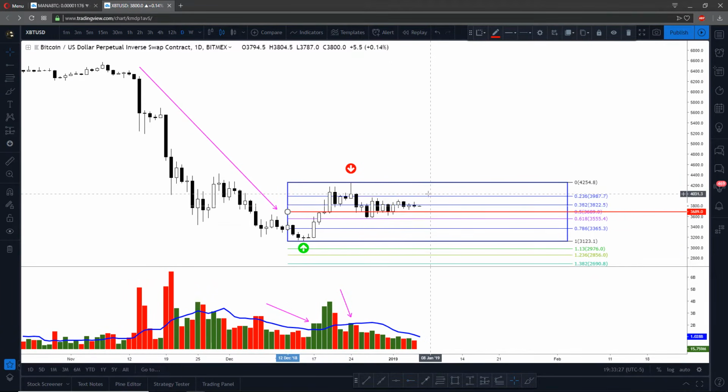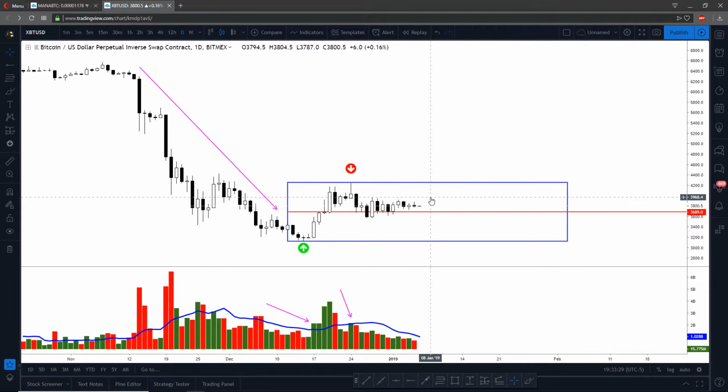Take your 50% of the box. And like I said with the distribution, why would you want to buy the highs? What do they always say in trading? Buy the lows, sell the highs. It sounds simple, but everybody fails at it.